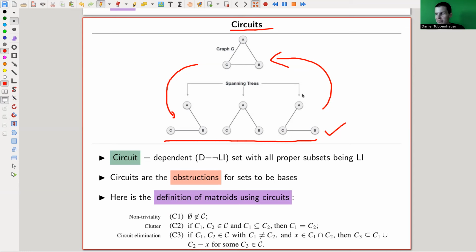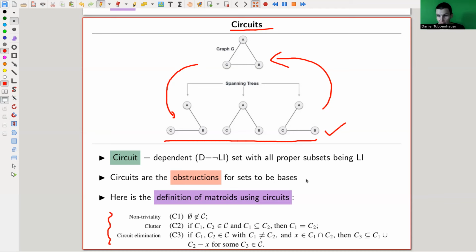So if you have two of them that are not equal, and you find a point in the intersection of them, then you can construct another one in a certain way by removing the point from one and adding the circle to the other. And what is interesting about those three axioms is that they determine what a circle should be, and you can show that by showing that this is equivalent to the other definitions of a matroid.